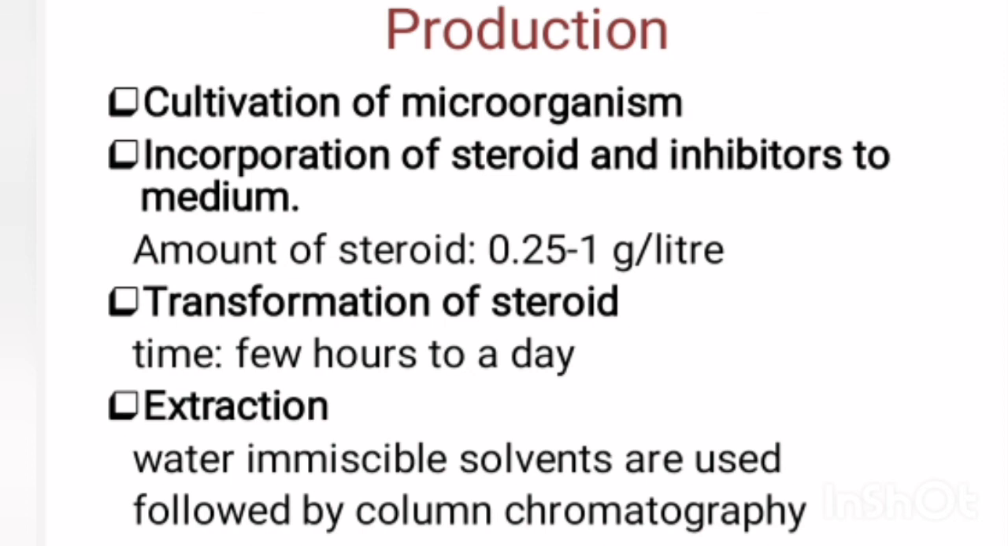Then the second step, incorporation of steroid and inhibitors to the medium. Steroids are dissolved in solvent and then added into the fermentation tank. The steroids are added after the growth of the microorganism. The desired inhibitors which inhibit the other enzyme producing microorganisms are also added to the medium. Okay, so that will promote the proper fermentation process.